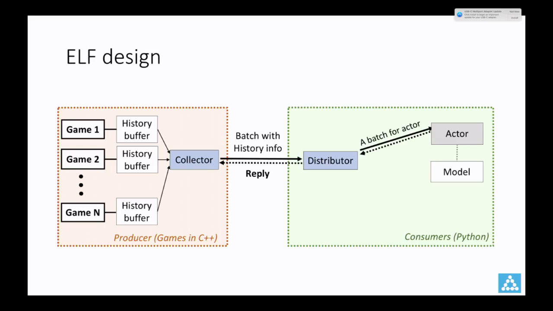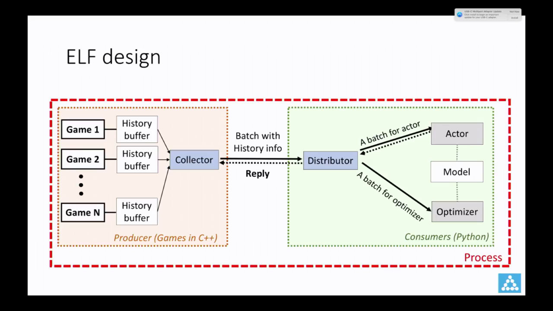This model could be either an actor, which will give a reply to the C side and also drive the agent forward. It can also be sent to an optimizer that will update the model parameters but doesn't emit a return. And finally, the entire framework is embedded into a single process, which makes it very lightweight, and there's not much overhead.